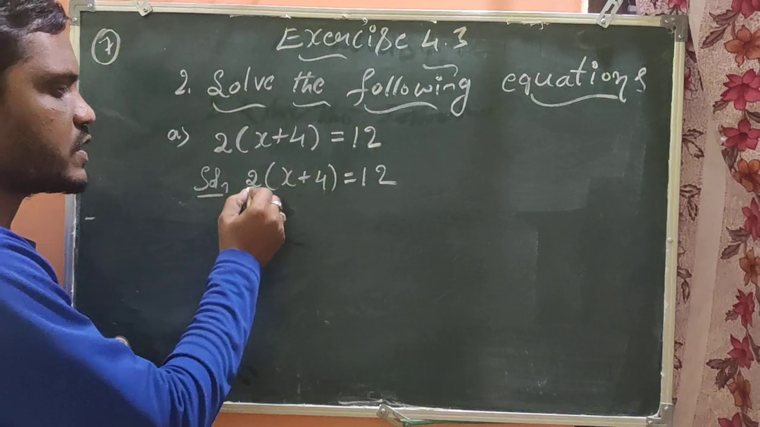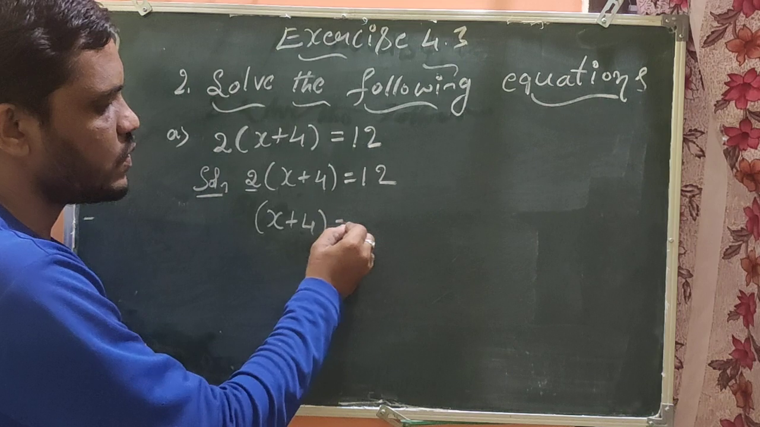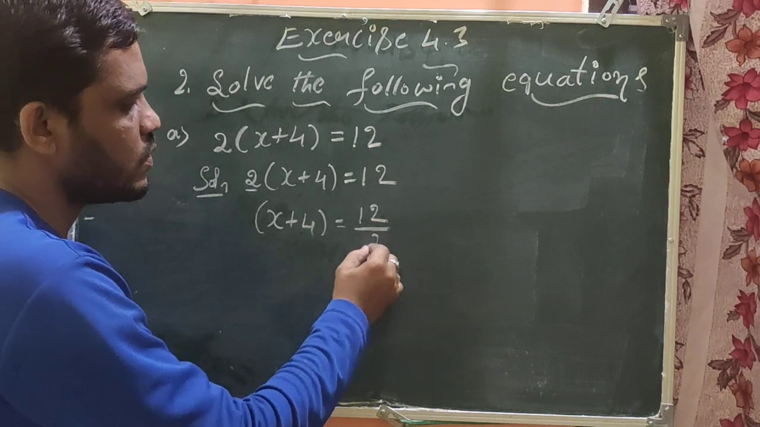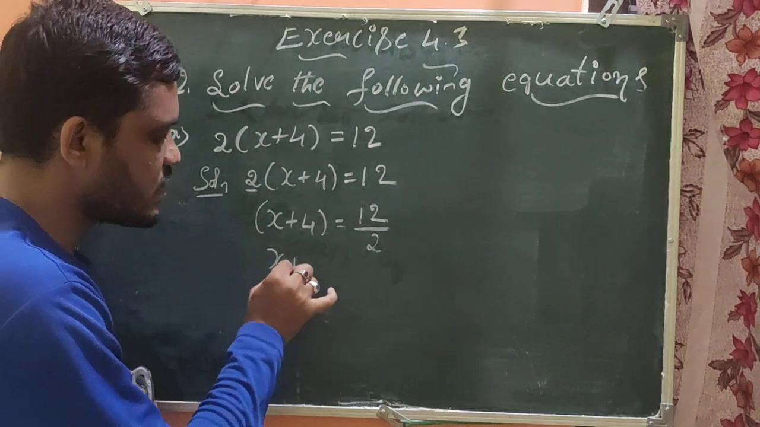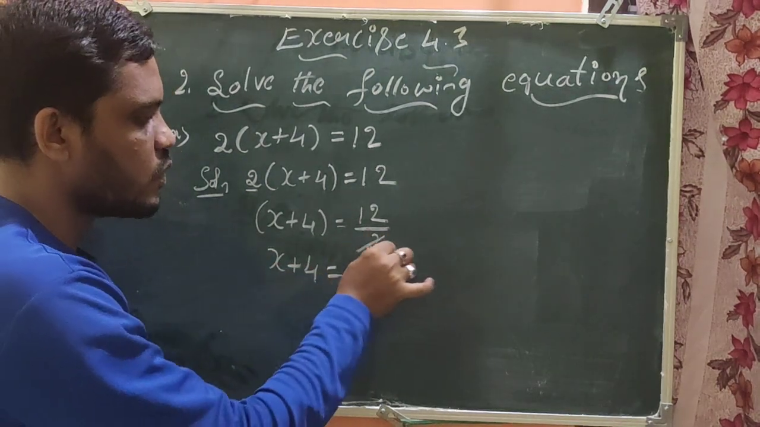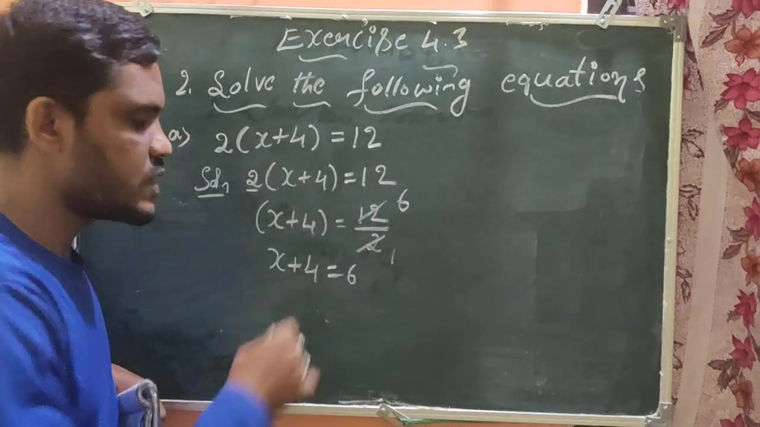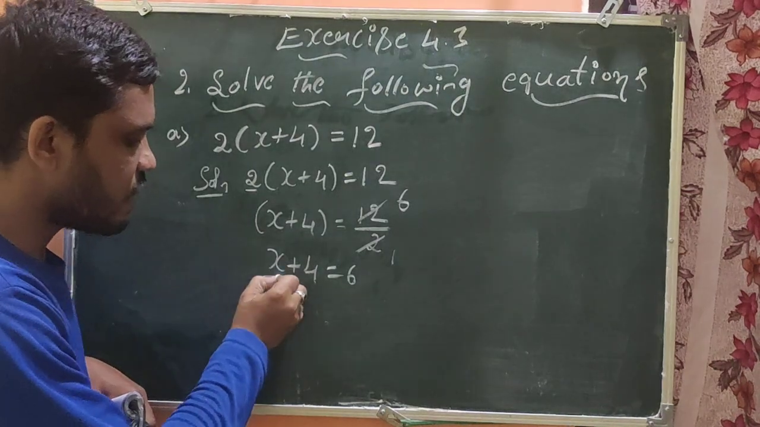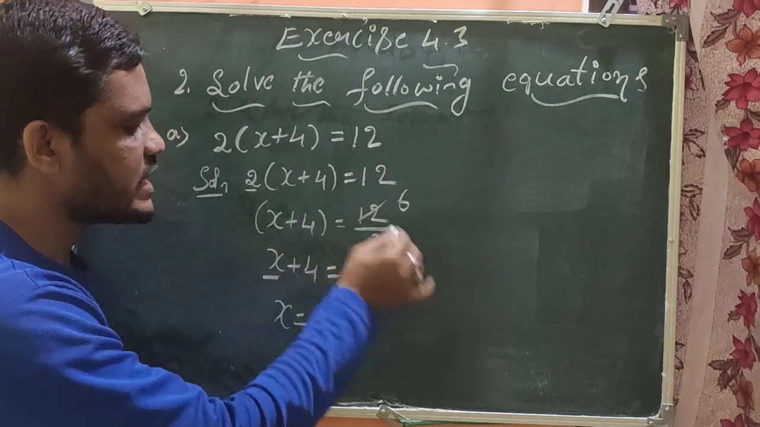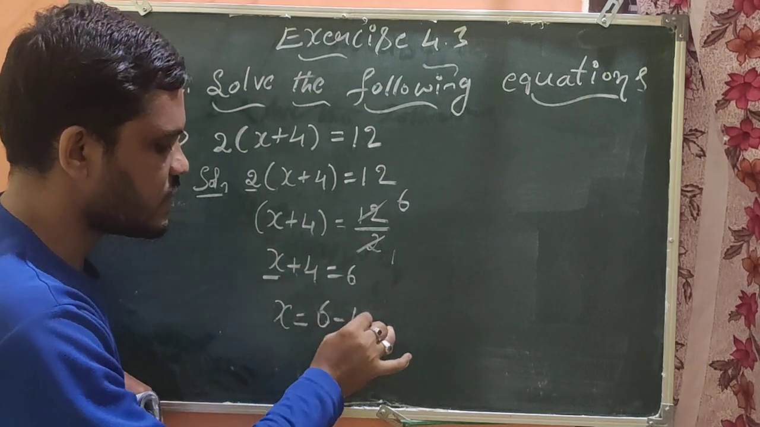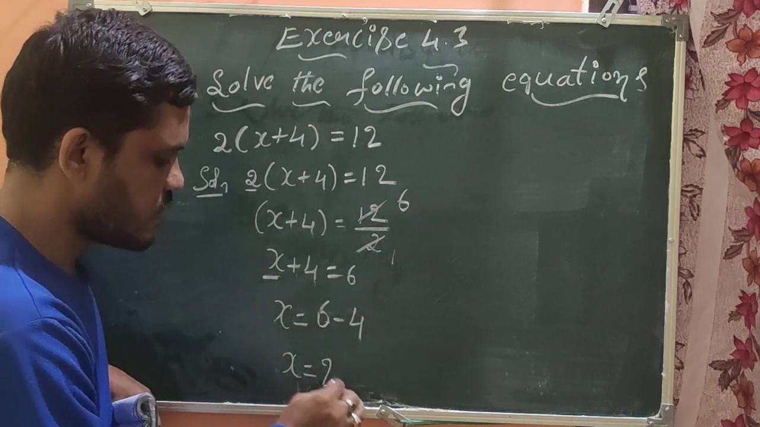So then we should first shift this 2. That is x plus 4 is equal to 12 by 2, because it is multiplication. Then x plus 4 is equal to 2 sixes are 12, that is 6. x plus 4 is equal to 6. Then we have to find the value of this x. Then x is equal to 6, shift plus 4, that is 6 minus 4. The answer is x is equal to 6 minus 4 is 2.